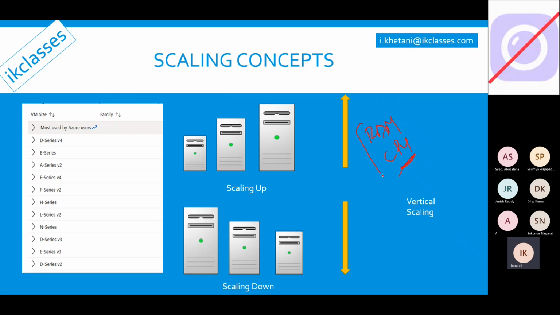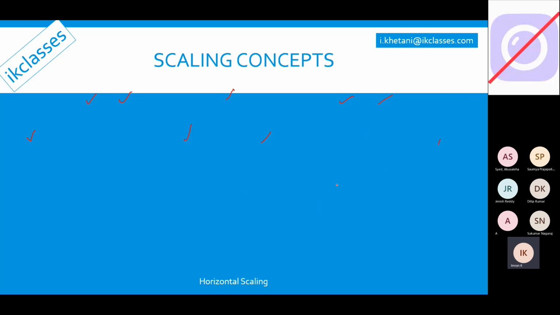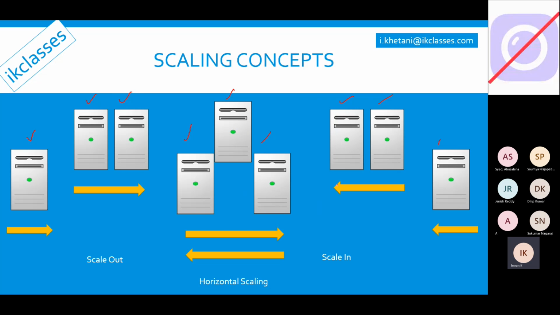So if I just want to increase the RAM and CPU, I'll be scaling up. If I want to decrease the RAM size, the memory or the CPU, I'll scale down. Similarly, if I want to add number of nodes or reduce number of nodes, to add nodes, I'll be scaling out, and to reduce nodes, I'll be scaling in. So this is the scaling concept.